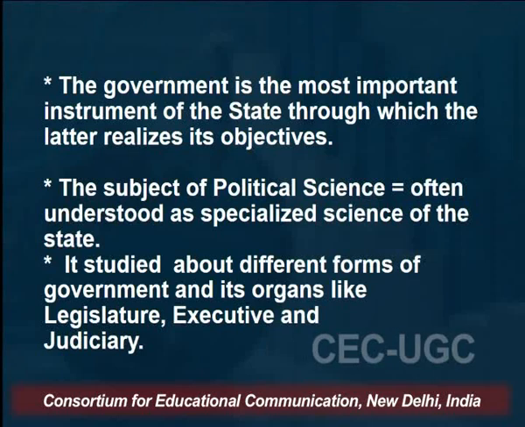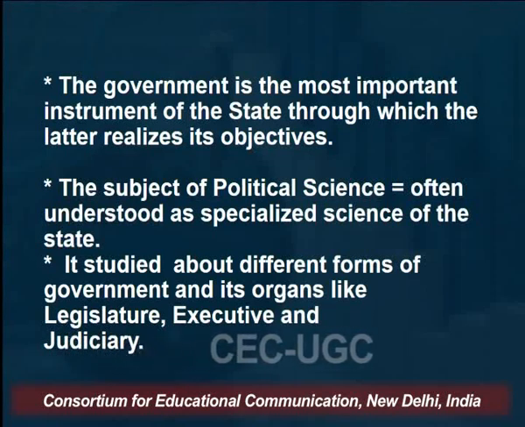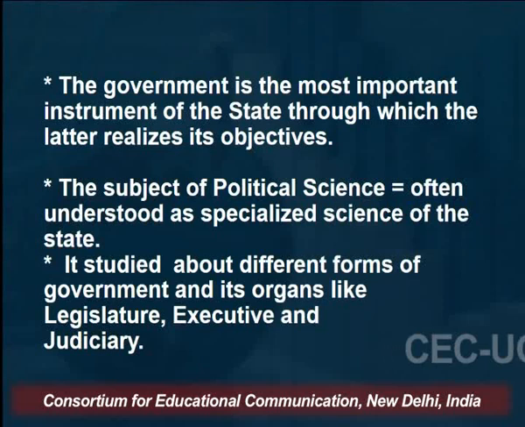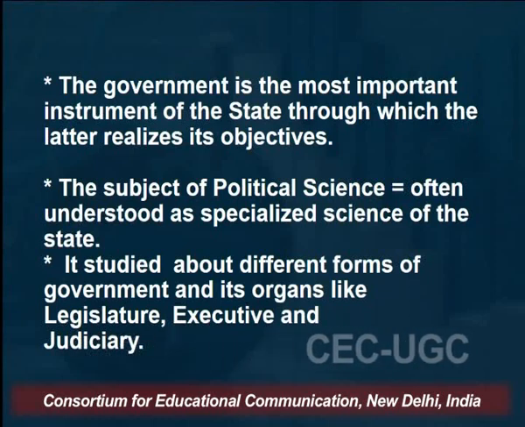Now, what do we mean by government? Government is the most important instrument of the state through which the latter realizes its objectives. This is a very popular definition that we got through a Google search. Further, when we discuss the nature of political science, the subject is often understood as a specialized science of the state. Therefore, political science studies different forms of government, and the organs of government, namely legislature, executive, and judiciary. Its scope also overlaps with not only understanding the role of the state, but also looking at the functions of the government and its relationship to the citizens.